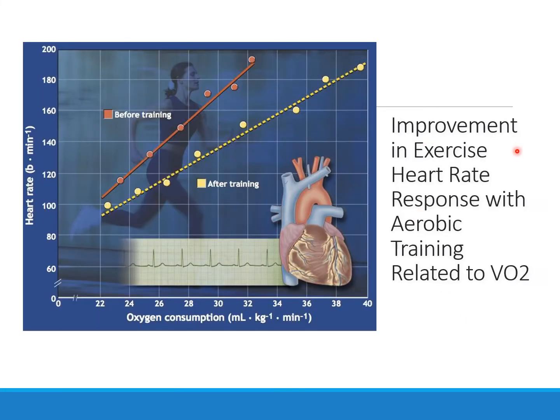So here's an improvement in exercise heart rate response with aerobic training related to VO2. So you can see before training, the heart rate increases pretty significantly with increased intensity. But after training, we see this slower response to heart rate with increased intensity. So your heart is just getting more efficient at pumping. Your body is getting more tolerant to exercise, and you're able to handle a lot more before you're hitting that peak heart rate with exercise intensity.